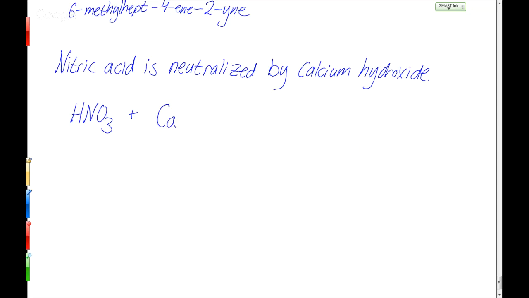Calcium hydroxide is Ca(OH)2. And if it's neutralized, what is the product? H2O and something. So what's the something? Calcium nitrate. So it's really just a double replacement reaction. The H goes with the OH. H plus OH is water. So then the other two go together also, calcium and nitrate. And we have to adjust the ratios to make sure the charge is balanced just like in any other compound.